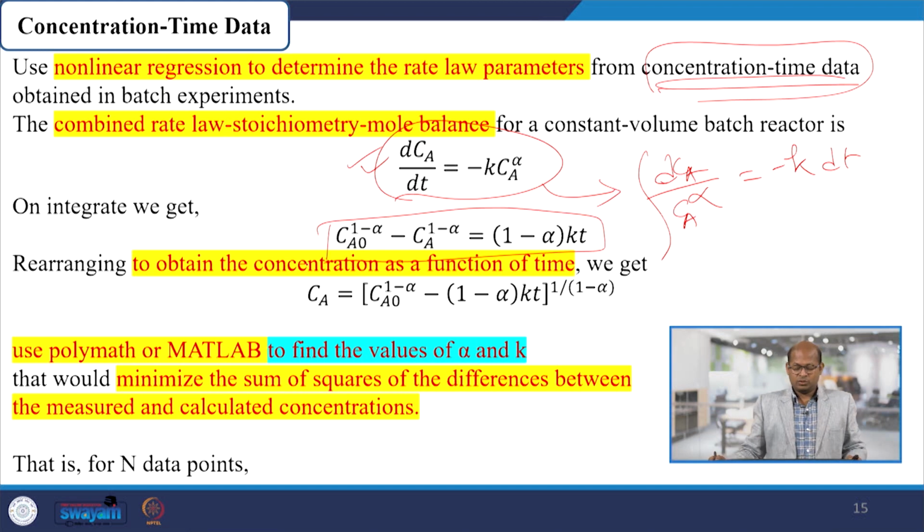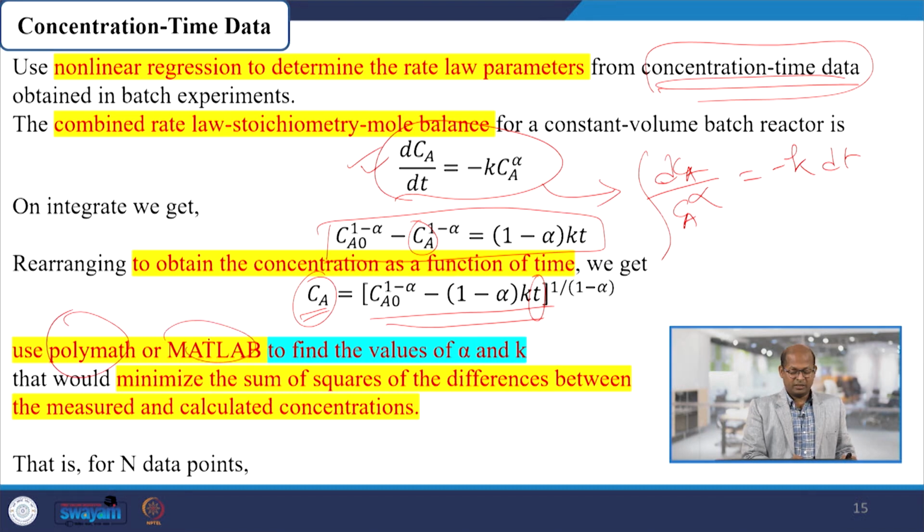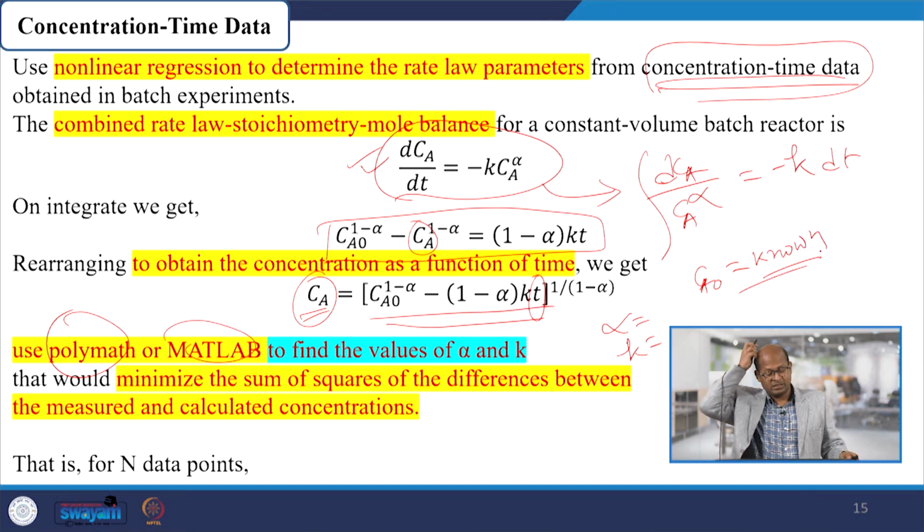Okay. Once we get these equations, the final concentration CA we put on the left-hand side, and on the right-hand side we put the time. Now, using Polymath or MATLAB software, we can find out what the alpha and the k value would be. CA naught is known. Initially, how much concentration of the reactant was taken to conduct the reaction is known.